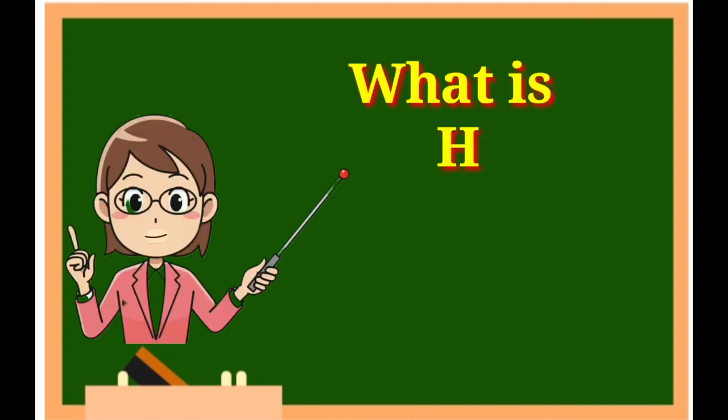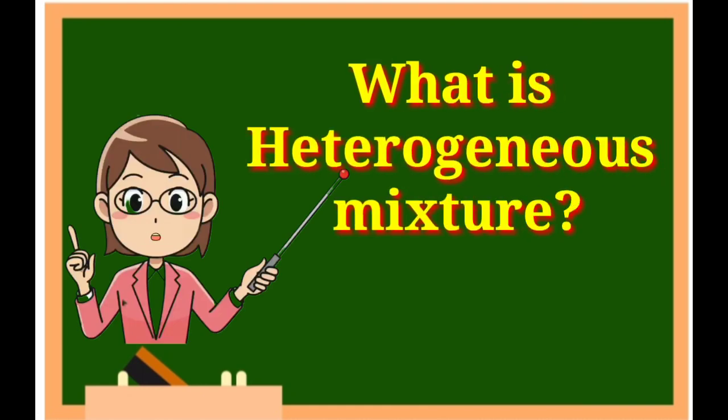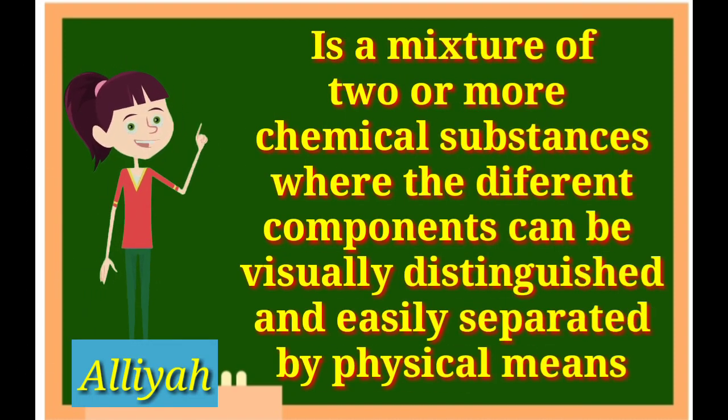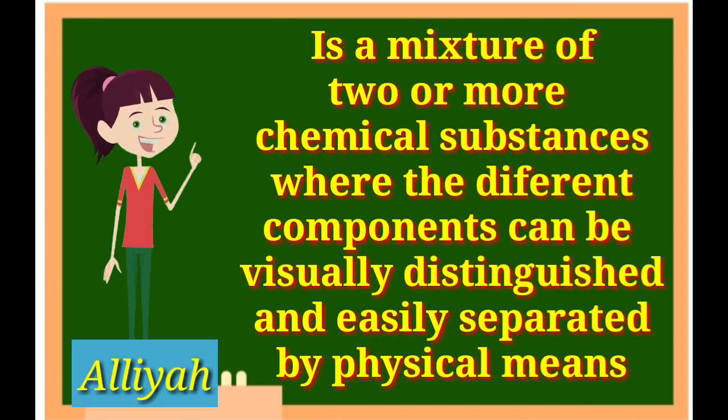Correct. Very good. What is heterogeneous mixture? Ma'am, it is a mixture of two or more chemical substances where the different components can be visually distinguished and easily separated by physical means.